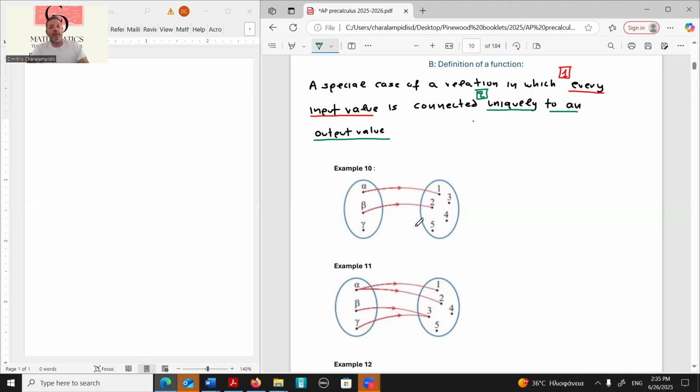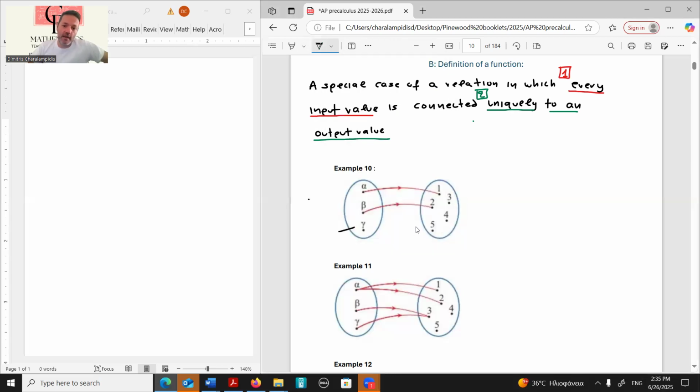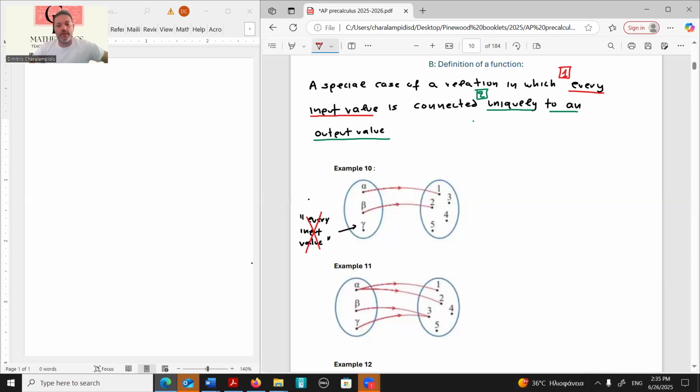What did we learn about the definition of a function? That every input value is used. Does this apply here? No, it doesn't. Here, it's not met. So this means that this relation is not a function.